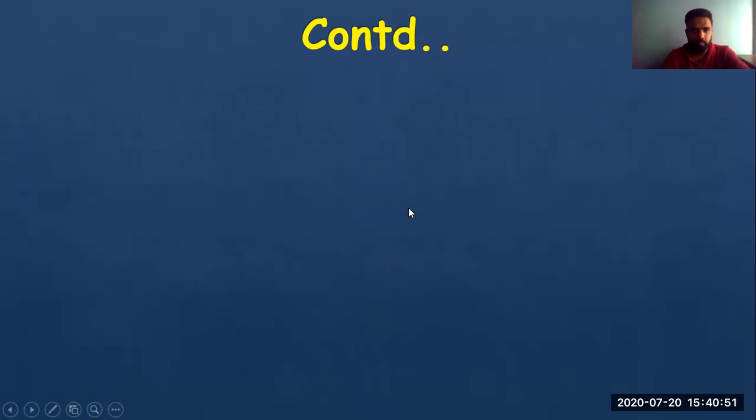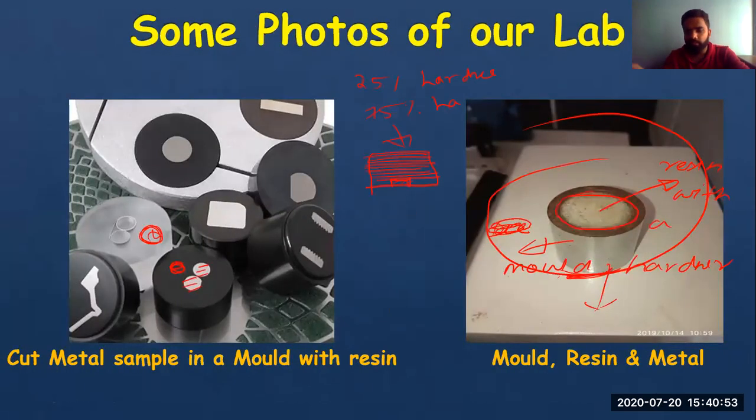We have completed. You can see here, this is our mold, resin and metal. Metal is upside down, resin is inside this, mold is outside. So now we can move forward. How do we move forward?